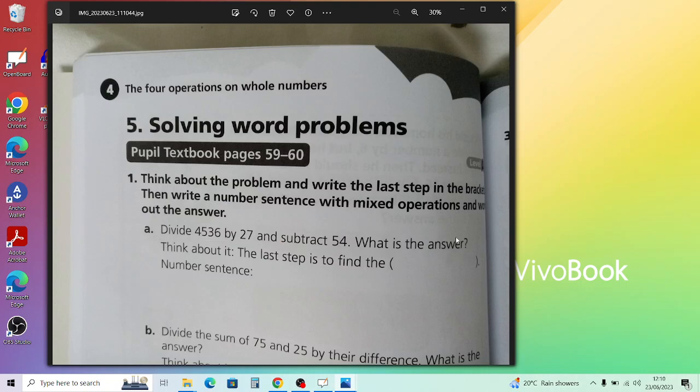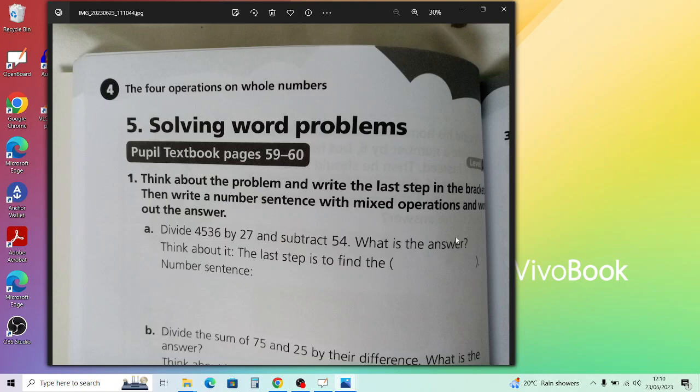Obviously, divide we need to know, subtract we need to know. So there we go. Divide that number by that. So do that and then subtract, and what's the answer? So it should be straightforward. So 4536 divided by 27 in brackets, we'll find that answer, and then take away 54.